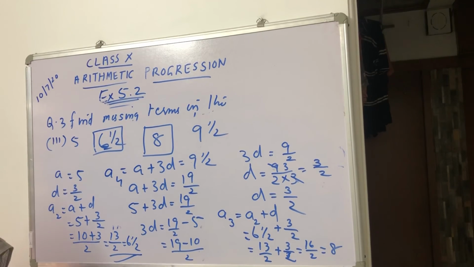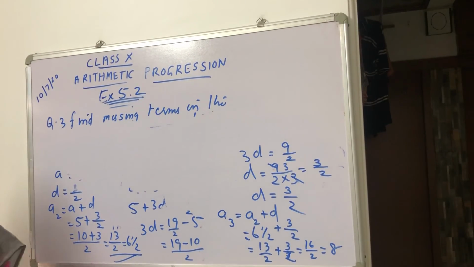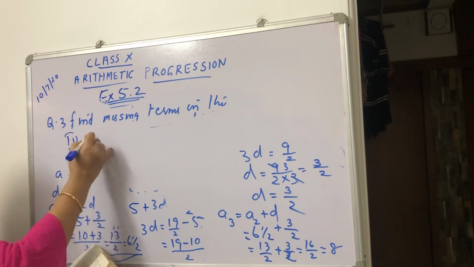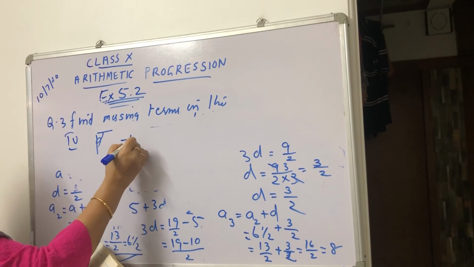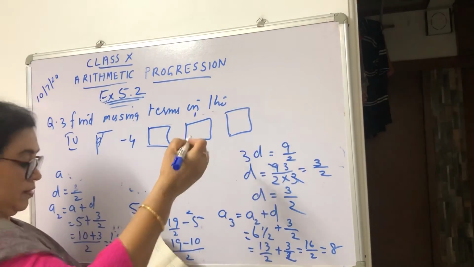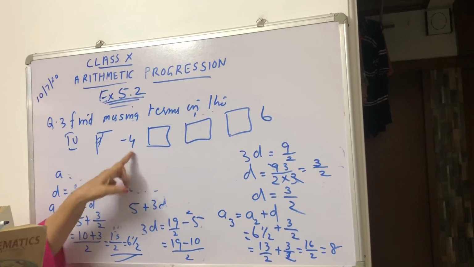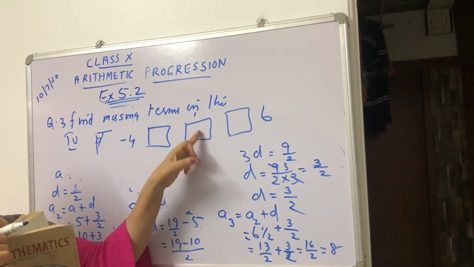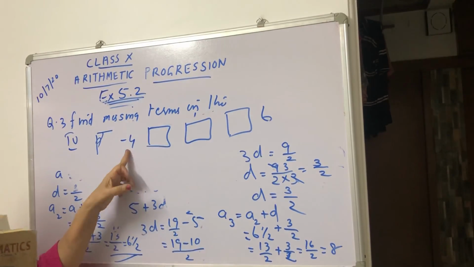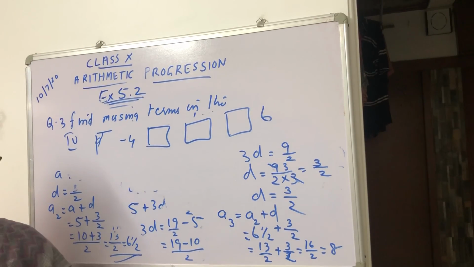The fourth and sixth one you can do as homework. Fourth one is, here the first term is given, minus 4. So then 4 terms are not given. Then sixth one. So this is A and this is 1, 2, 3, 4, 5. This is A5 and this is A. So both the things you have to solve the same way and find out all the terms.